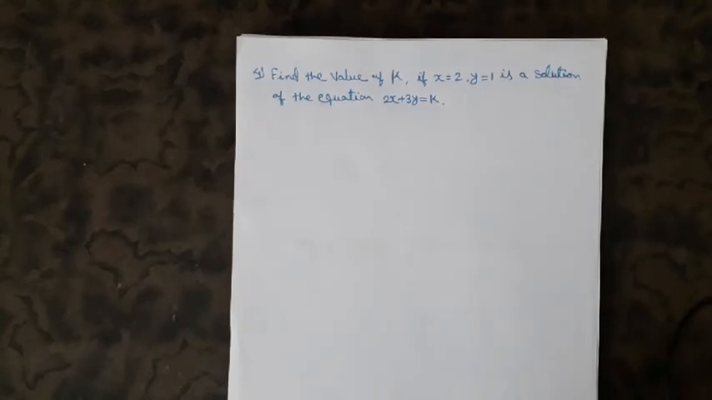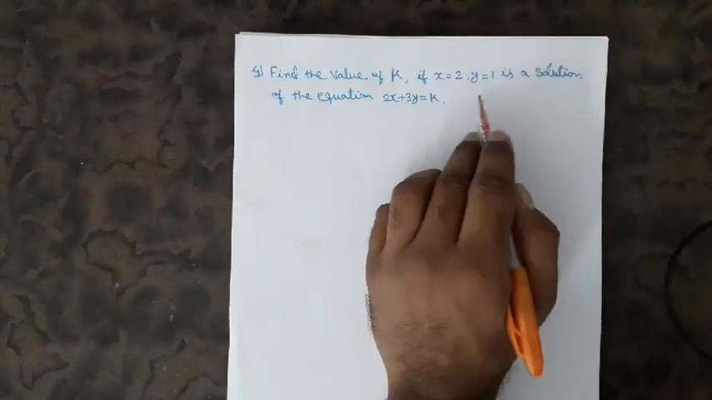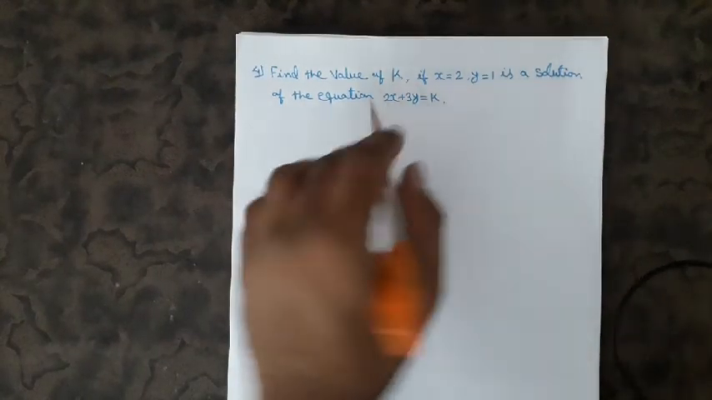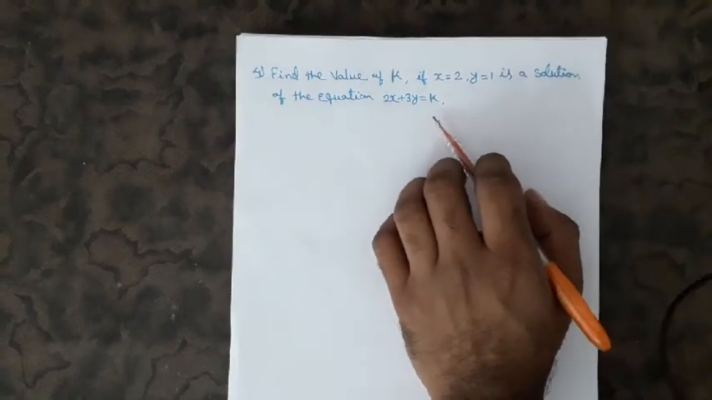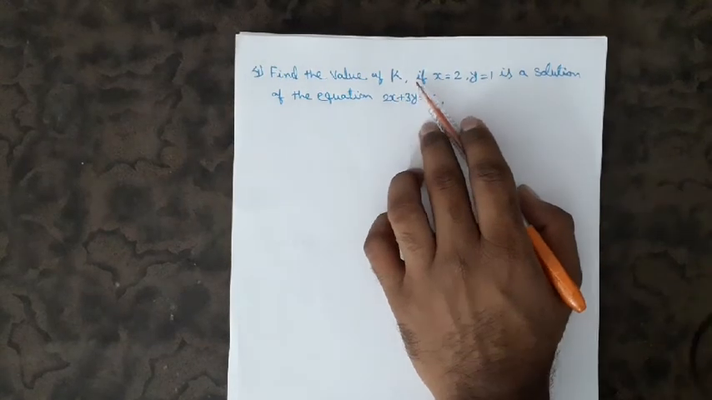Okay, now we'll take the last question of this exercise. The fourth question is: find the value of k if x equals 2, y equals 1 is a solution of the equation 2x plus 3y equals k. So see, in the third question we saw that if any values are a solution of the given equation, it will satisfy the given equation. Now here it has been given that x equals 2 and y equals 1 is a solution of the given equation, and we have to find the value of k.